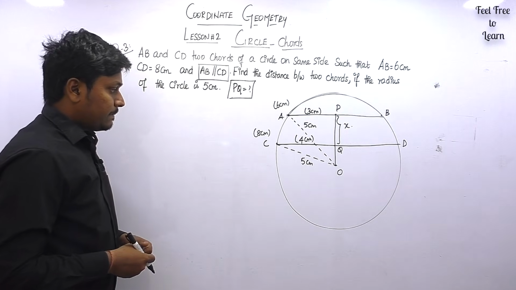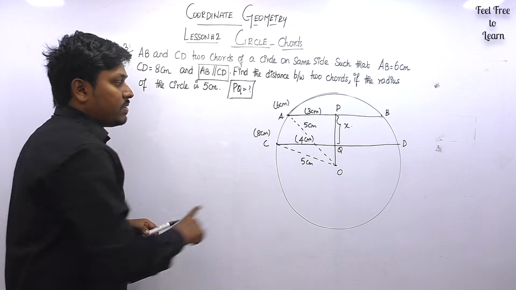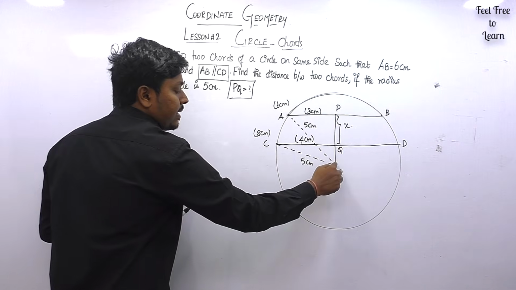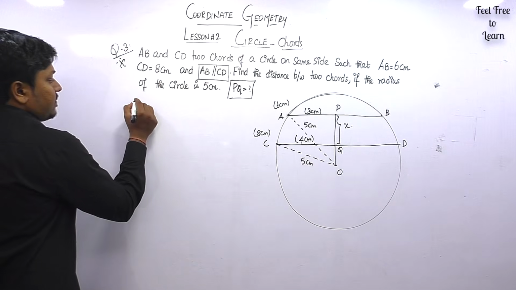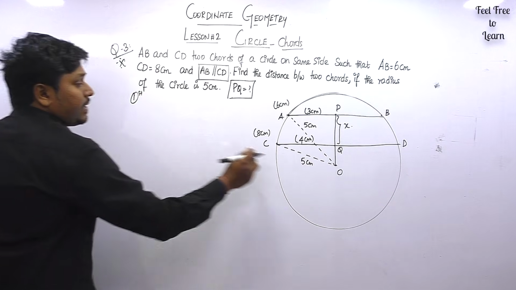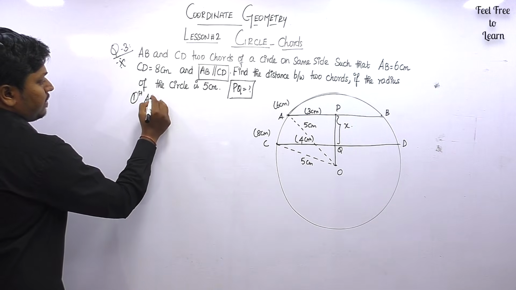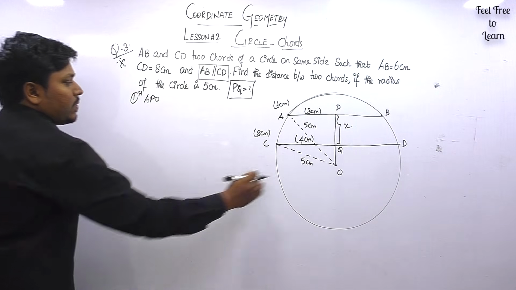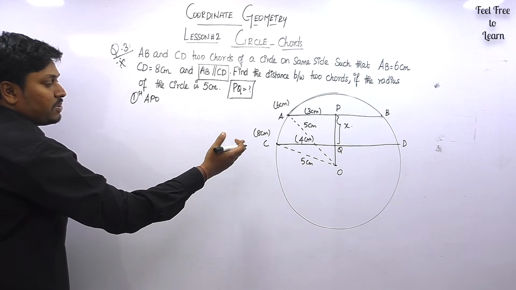So let me do one thing. We can take two right angle triangles. For the first chord we can take one right angle triangle, and for the second chord we can take another right angle triangle, right? So first let me take a right angle triangle as A, P and O. And we know the radius of the circle is 5 centimeter, which is called the slope. Let me apply the same Pythagoras theorem.